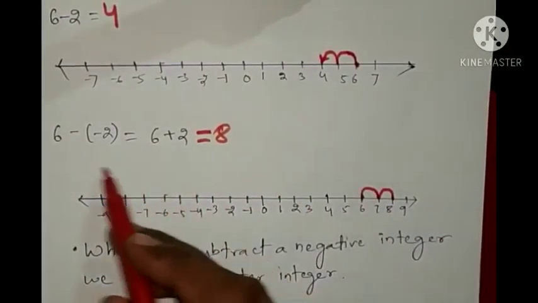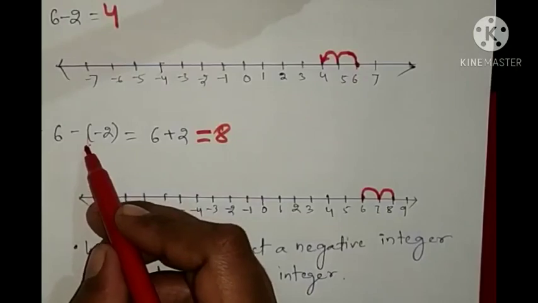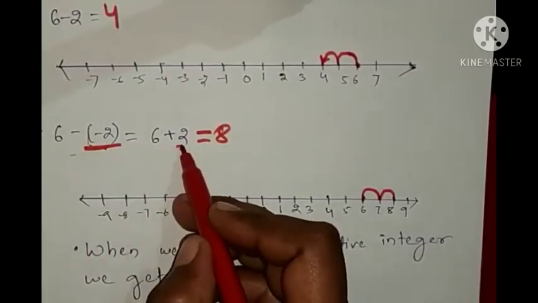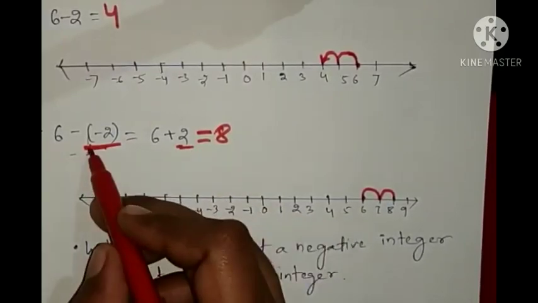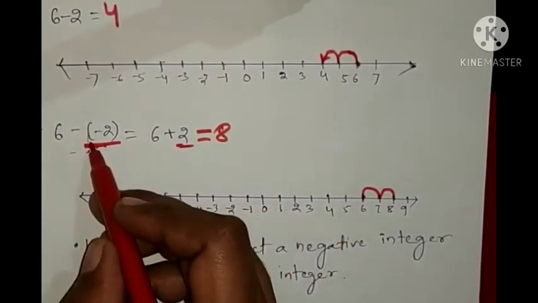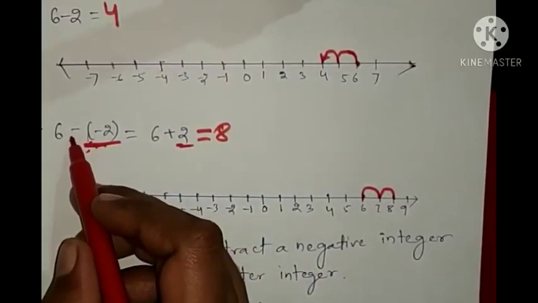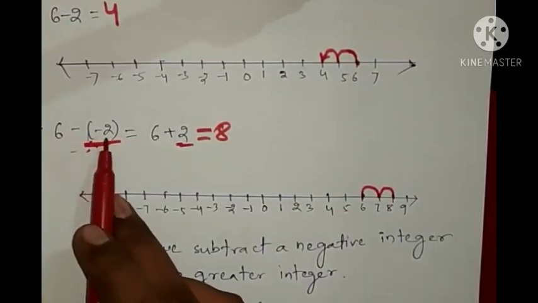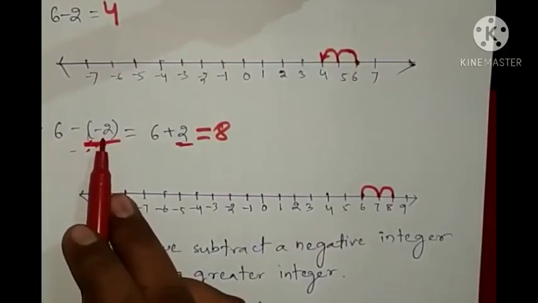So what you are doing? You are converting this minus 2, okay, minus 2 into what? 2. Means minus 2, you are converting to the additive inverse of minus 2 when you are subtracting. Okay. So when you are subtracting 6 minus minus 2 means you are subtracting negative integers.